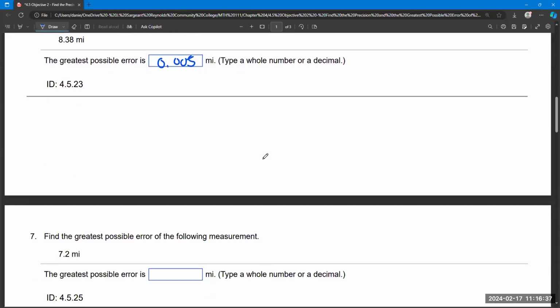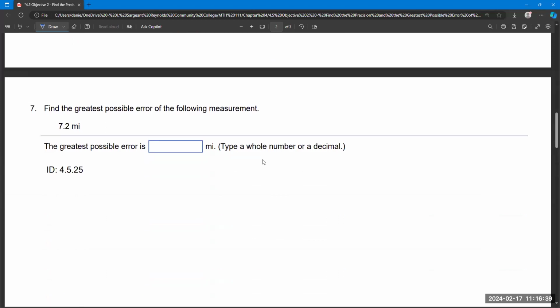And then this one, because we rounded to the nearest tenth of a mile, we should expect to be within 5 hundredths of a mile, plus or minus.